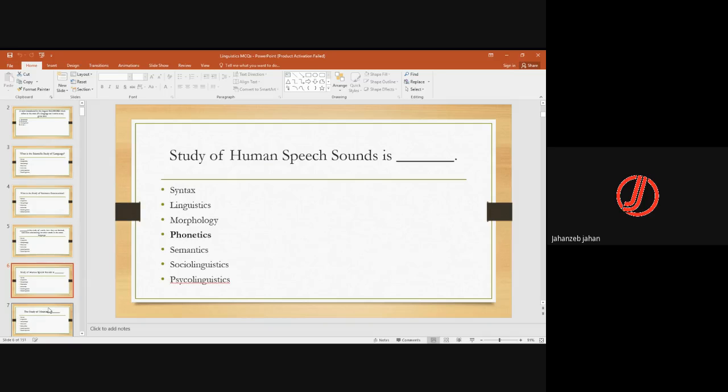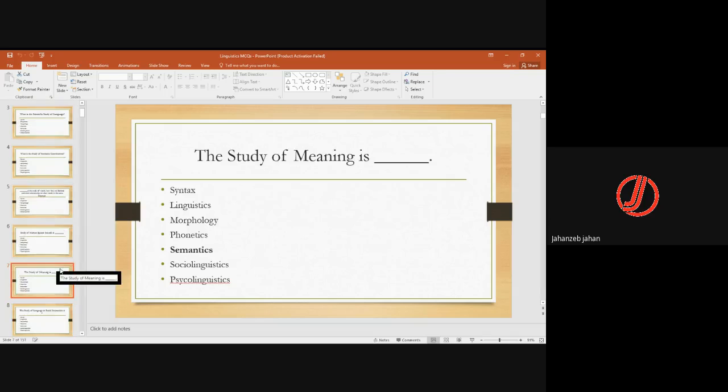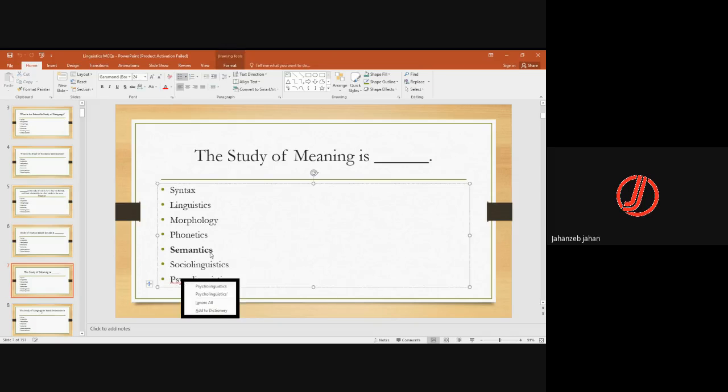The study of human speech sounds is phonetics. The study of meaning is semantics.